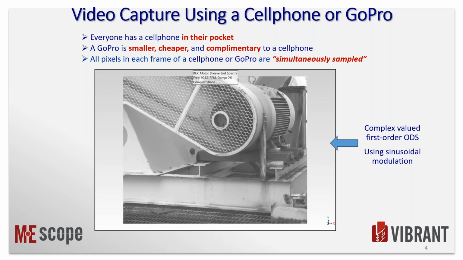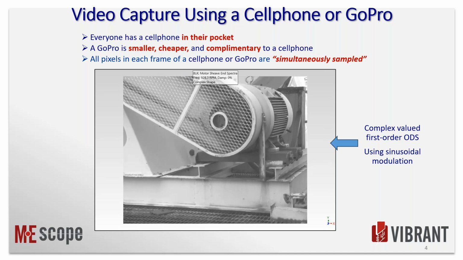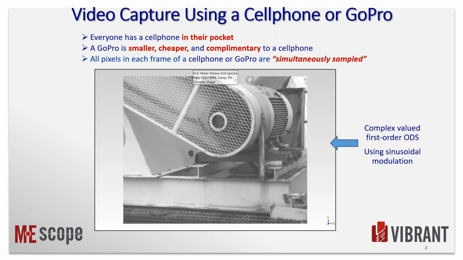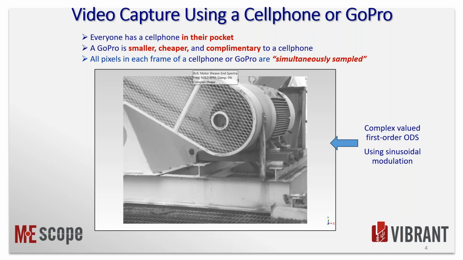The GoPro is smaller, cheaper, and complementary to the cell phone. So I'll bring that up. The GoPro software is an app that can be loaded on your cell phone, and you can completely control the GoPro camera from your cell phone. You can look at what it's capturing, you can start the capture, stop the capture, and then there's all kinds of settings in a GoPro, way more than you would find in a cell phone. The cell phone's a little easier to use, but the GoPro is more flexible.